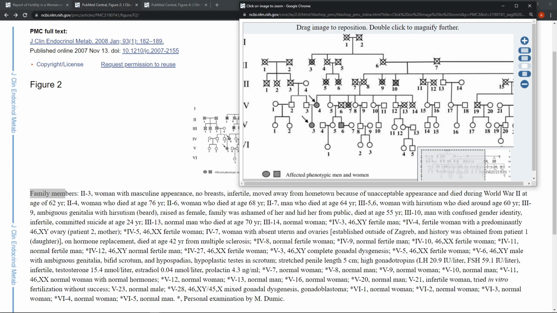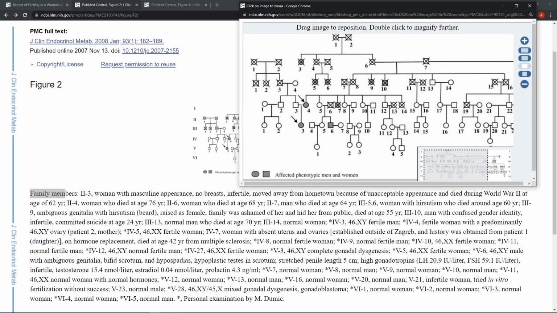Sorry, I lost my place. 4-5, normal XX woman. 4-7, this was a woman with an absent uterus and ovaries. This was established outside the facility and outside the city, and the history was obtained from patient 1. She died before this was taken. Let's see. Patient 1. She was on hormone replacement and died at age 42 from multiple sclerosis.